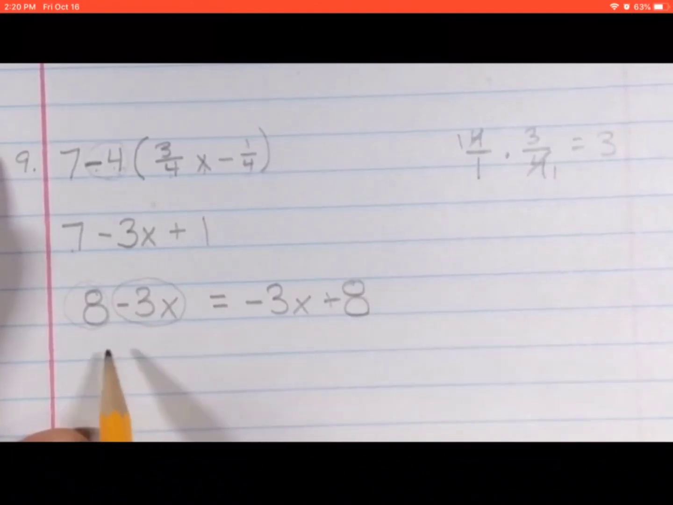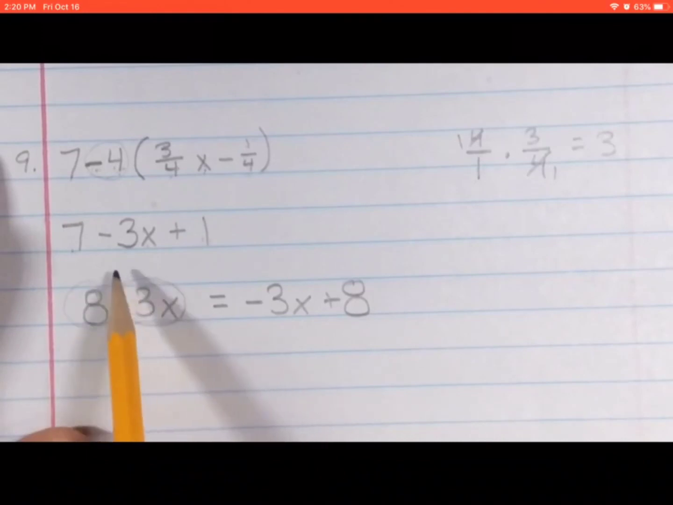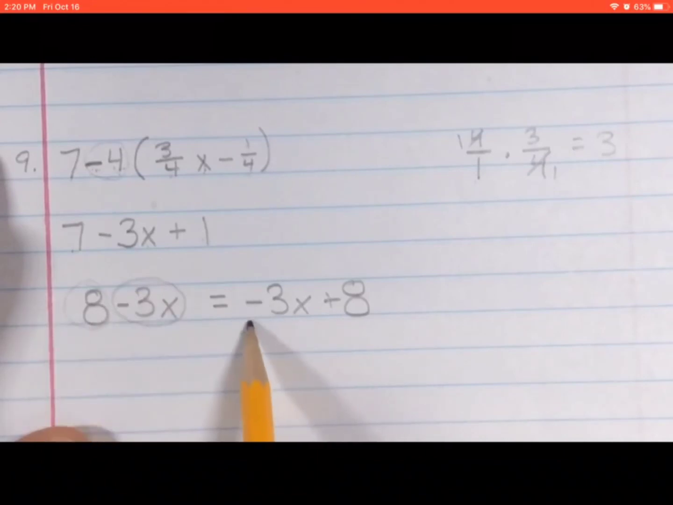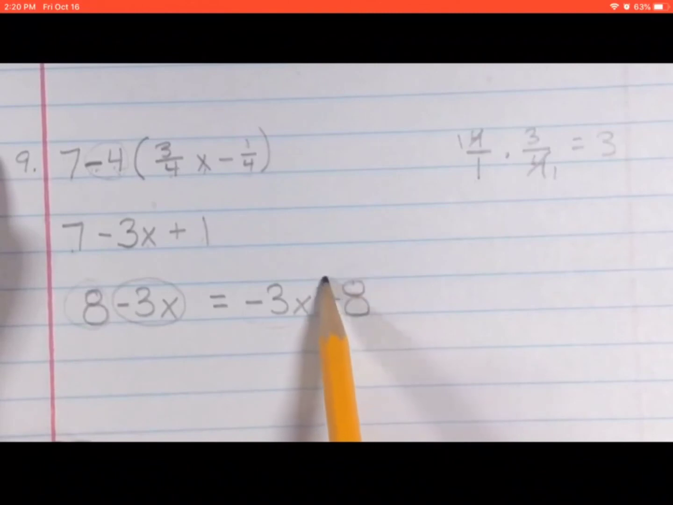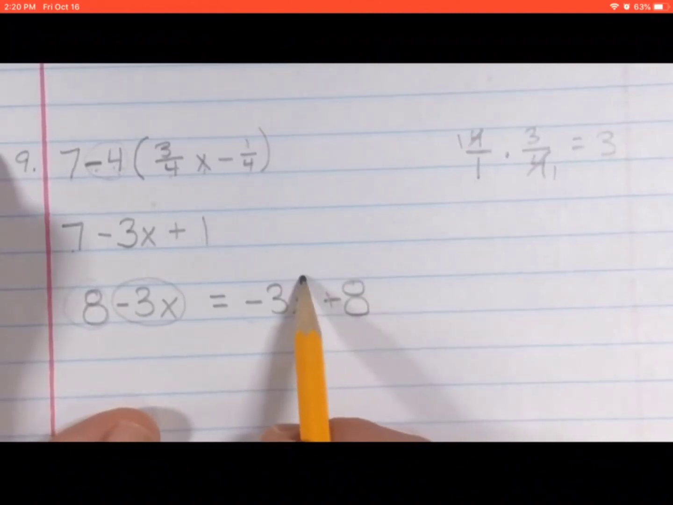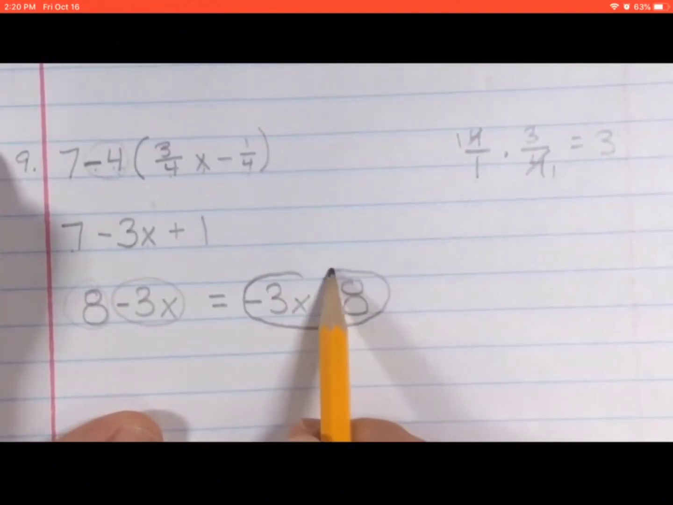A lot of students, when they turn this around, get 3x minus 8 just by switching these two terms. You can't do that. This is a negative 3x, so when you pull it out front, it's still a negative 3x. This is a positive 8. When you put it behind, it's still a positive 8. So negative 3x plus 8.